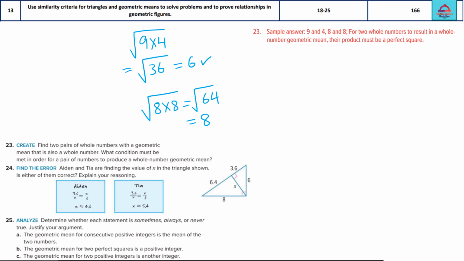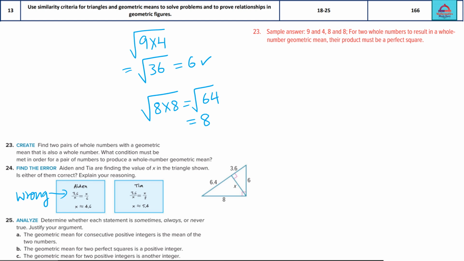You have to check which of them have done the correct explanation and explain your answer. Now, if you look carefully, Aiden has taken this side divided by this side is equal to this side divided by 6. He has taken all the sides of the small triangle, which is not at all true. So definitely Aiden is wrong. In such a question, you have to apply the geometric mean theorem, which I explained to you a few minutes ago in the previous slide when we did question number 21. So Aiden has wrongly applied the theorem.